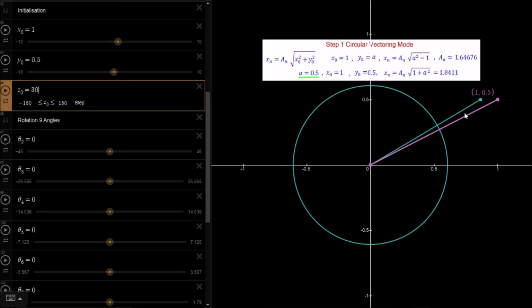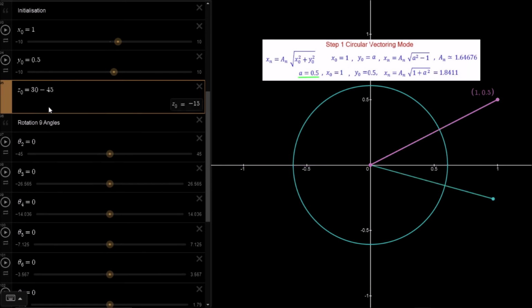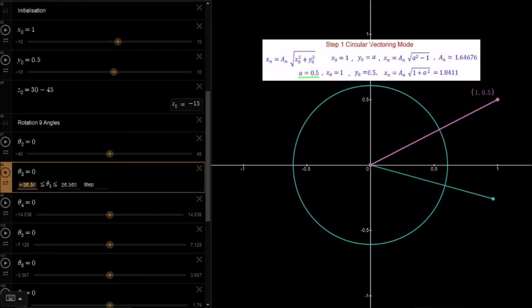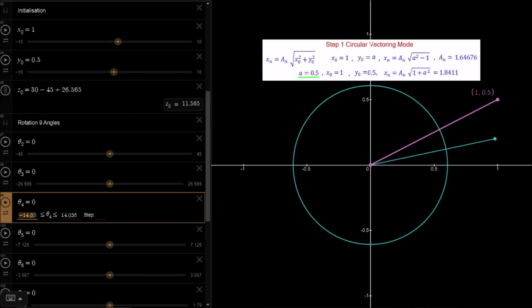So you can see here that the angle is positive, so I would have to subtract off the first angle, which is our 45 degrees. Now the angle is negative, I'm going to have to add on the next angle, and the next angle is this 26, and I'll be adding that one on. And again, now the angle is positive, we're going to have to subtract off the next angle, which is this one here.